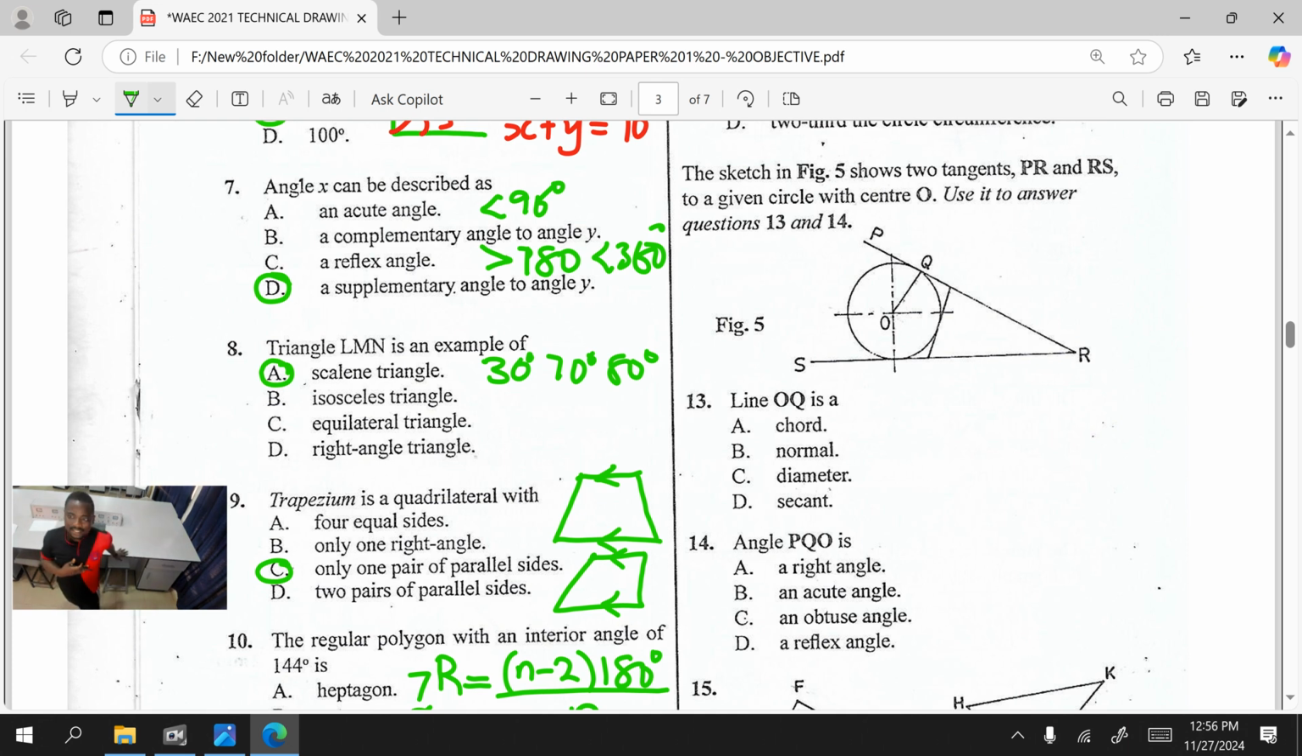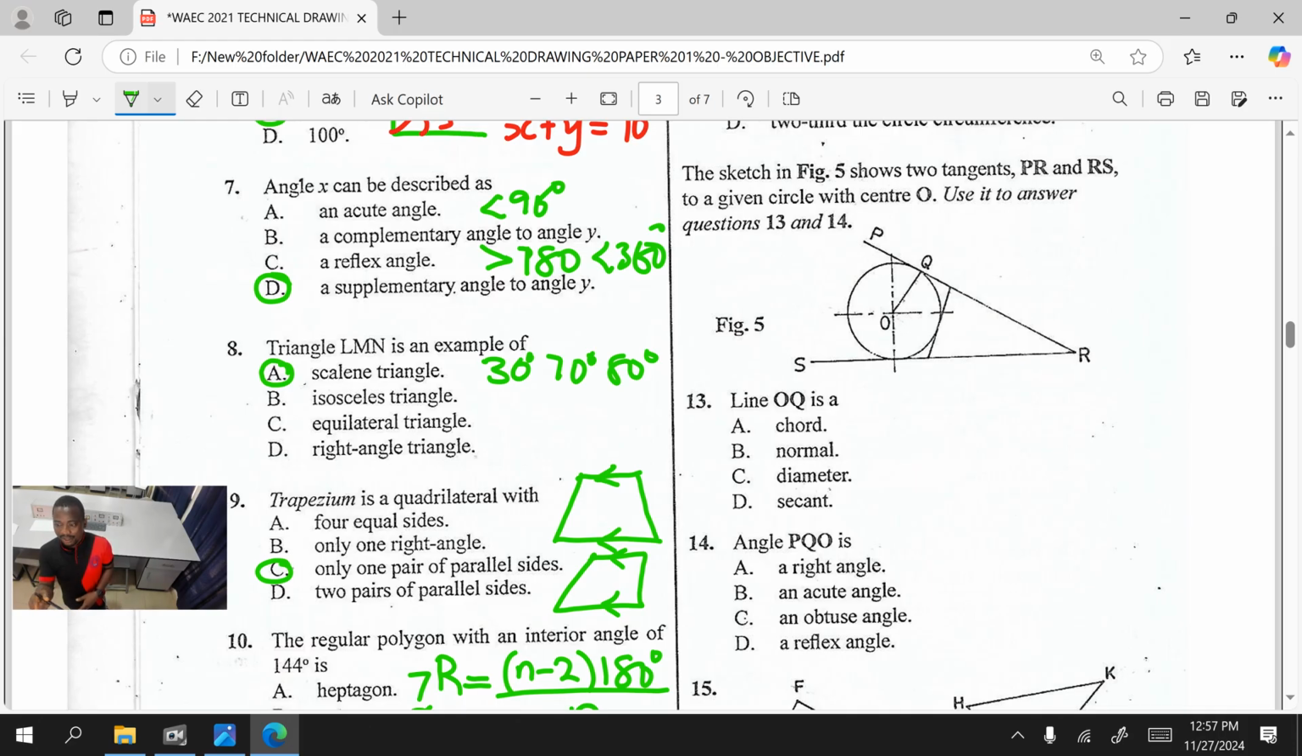When I see a diagram, as an architect or an engineer, a technical drawing student, what comes to my mind is for me to analyze the diagram first before even looking at the question. The question really doesn't bother me. What bothers me is the diagram. I need to understand the diagram. That gives me joy. I need to understand the diagram and know what's happening before I look at the question. Once I understand the diagram, I'll be able to answer the question.